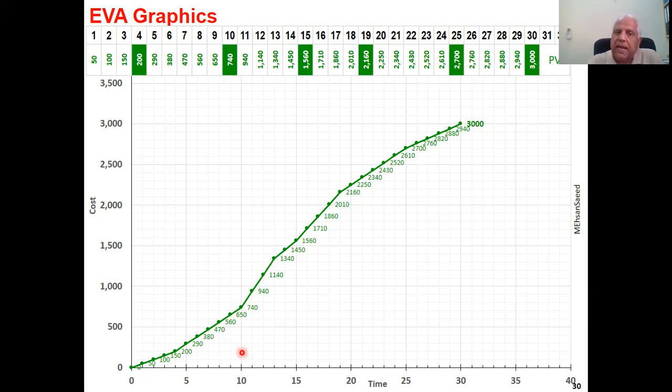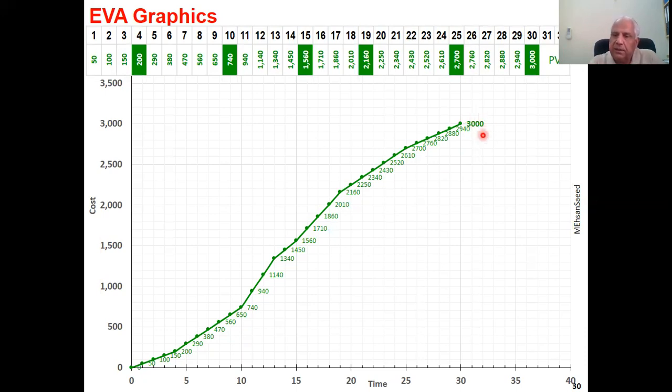What it means is that at the end of day 10, the project would have cost 650 rupees. It also means that at the end of day 10, the project would have earned 650 rupees worth of value out of an ultimate value of 3,000. So when we talk of cost, it is the cost baseline. When we talk of value, it is the PV line. Or you can also call it planned earned value line, or the way you plan to earn the value of this project.